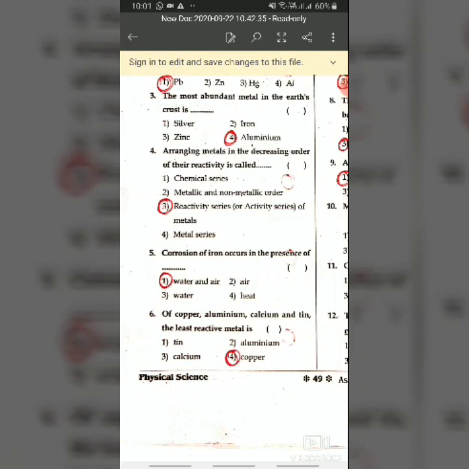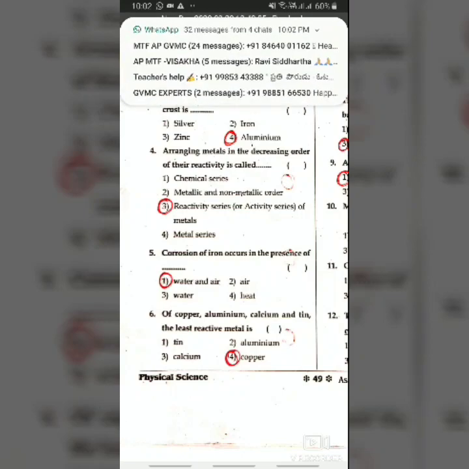Option 3. Corrosion of iron occurs in the presence of water and air. Both are needed for corrosion of the iron, water and air. So answer is option 1. Of copper, aluminum, calcium and tin, the least reactive metal is copper. Comparing to other three metals, copper is less reactive.